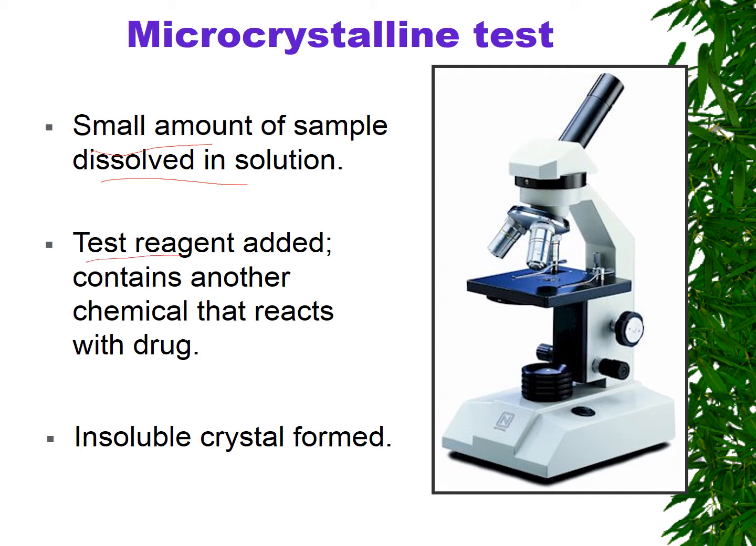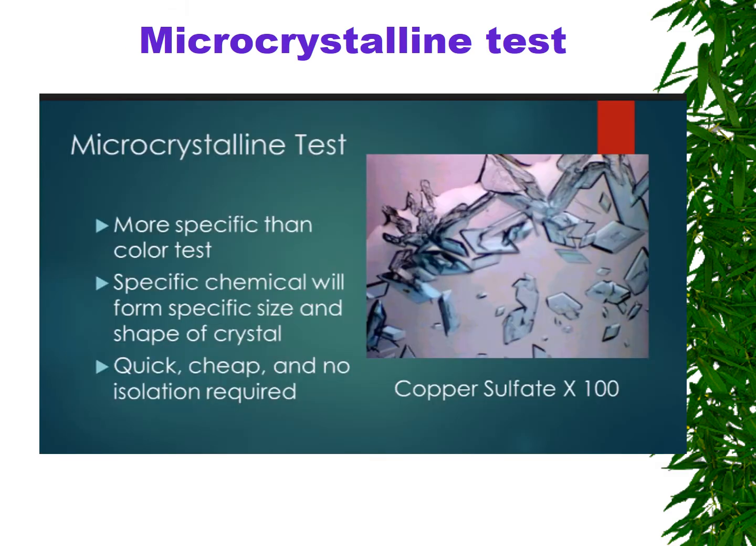So the test reagent is added and contains another chemical that reacts with the drug. So dia akan tambahkan chemical juga untuk berlaku reaction, and then insoluble crystals form. So the microcrystalline test is more specific than the color test. Macam color test tadi dia tahu warna berubah saja. Kalau crystalline ni dia dapat tengok bentuknya tu macam mana. Okay, so a specific chemical will form a specific size and shape of crystal. So this method is quick, cheap, and no isolation required.